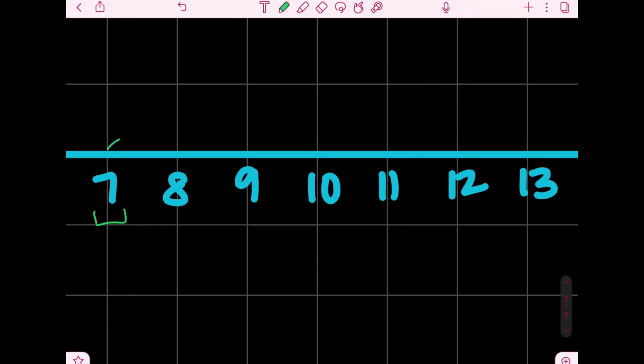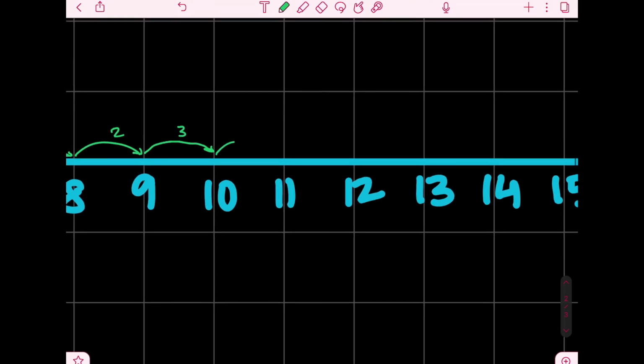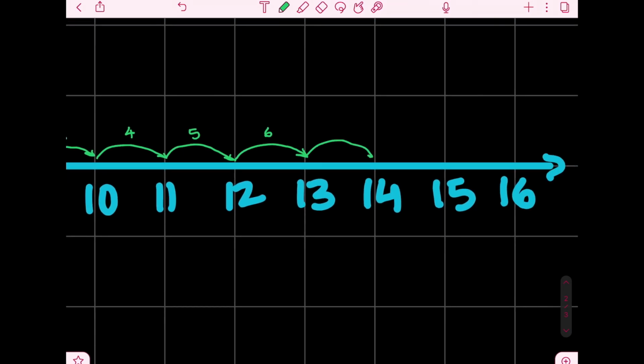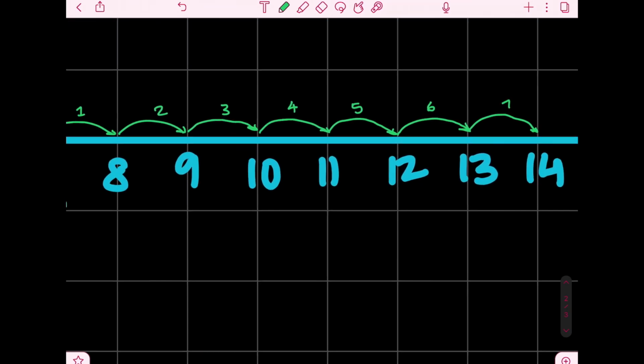So we have 1 space here, another space here. This is our third space, our fourth space, fifth space, sixth space, and finally our last space, 7.